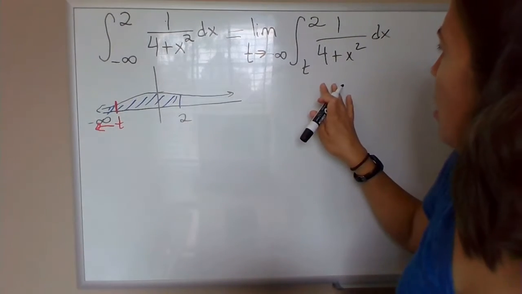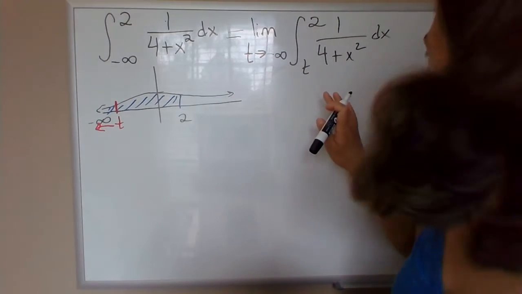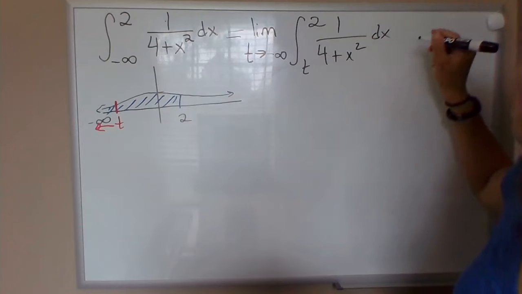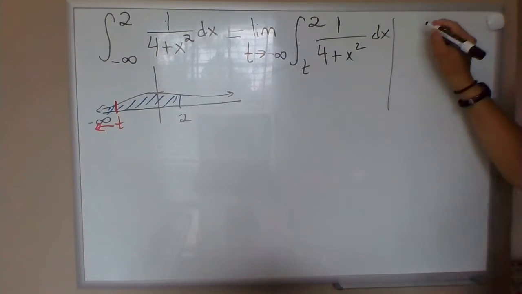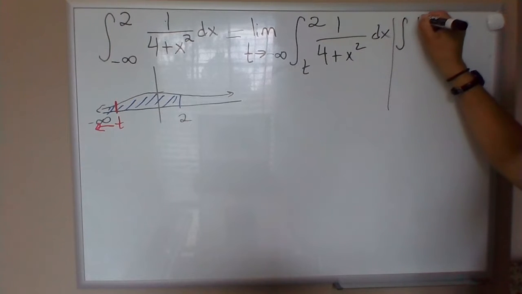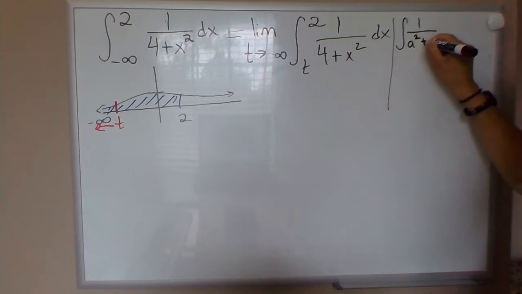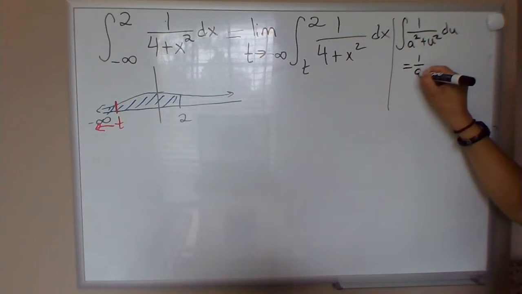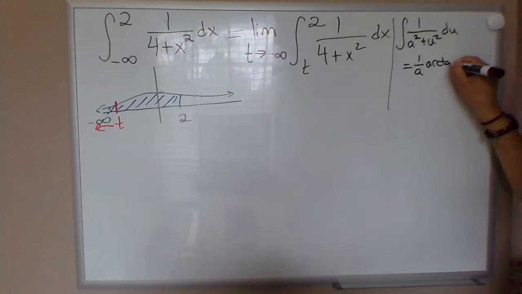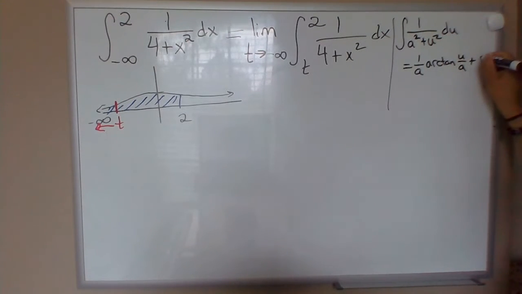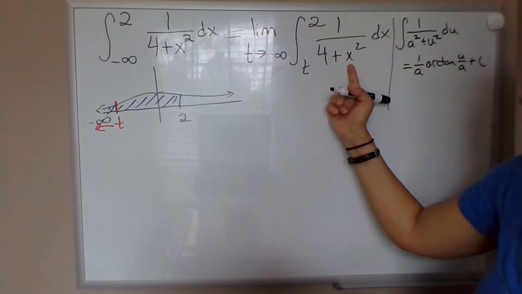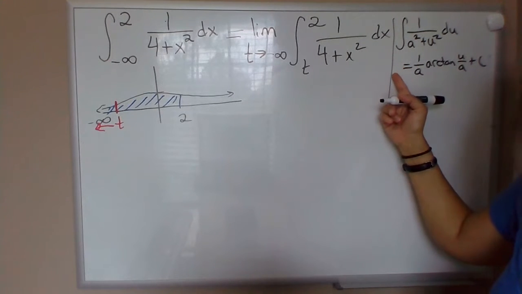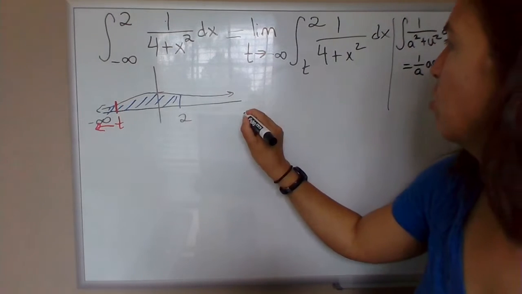Okay, so once you get it set up as a limit, then you need to find the antiderivative. Maybe this integral rings a bell. That's the hope. In the past, we used an integration formula for integrals like this. If you recognize an integral of the form 1 over a squared plus u squared du, then the antiderivative is 1 over a arctangent or inverse tangent of u over a plus c. So in this case, u is just equal to x, so du is just dx. A is equal to 2.